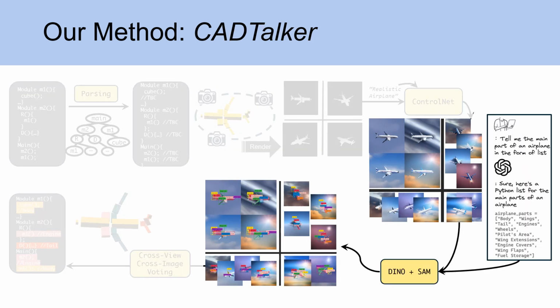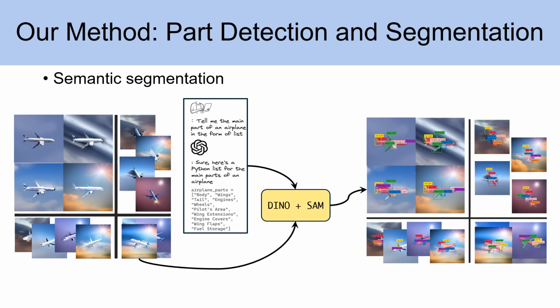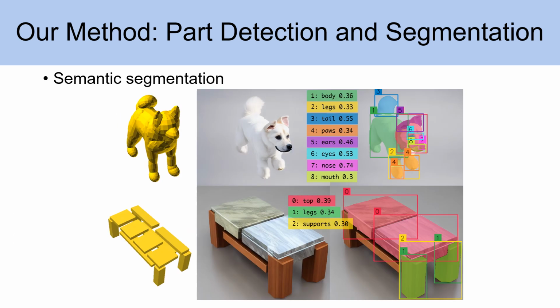The third step is to semantically segment images. Specifically, given the shape category, we resort to ChatGPT for a list of possible part semantics and then feed them as the prompt for the open vocabulary detection algorithm, like Dino here, to produce per-part bounding boxes, and also exploit SAM to further produce a dense pixel segmentation within each bounding box.